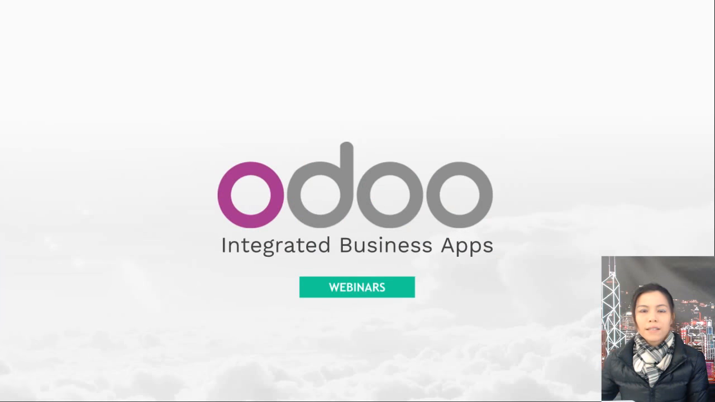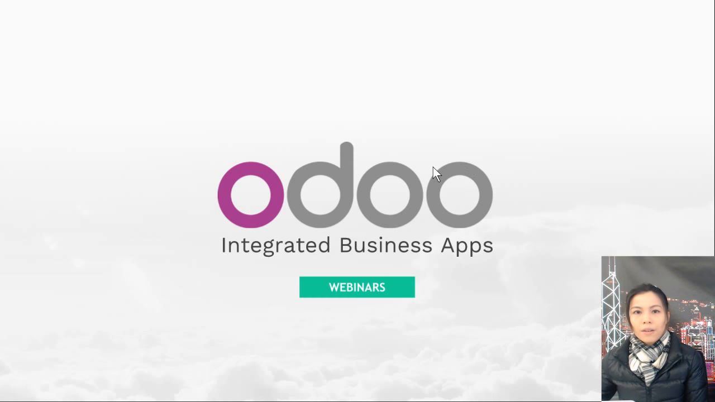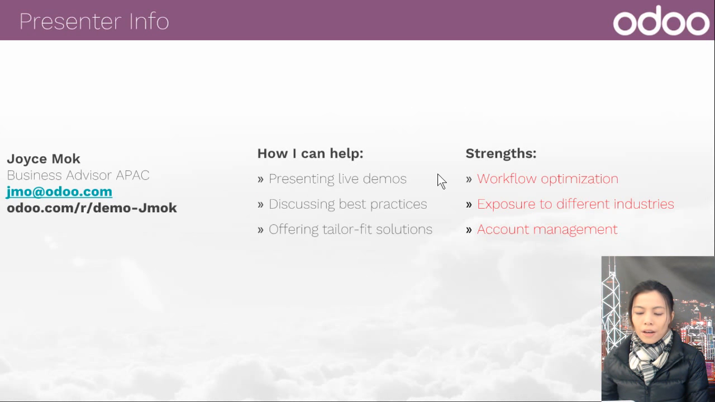Okay, thank you, Ken. So I'm Joyce, the business advisor in the Hong Kong office. As you know, we are going to look at the HR module on Odoo today. Let me give you a very brief company introduction first of all. You can see my email here and my demo link. If you're interested in a demo, you can always schedule one with me by clicking into that link.